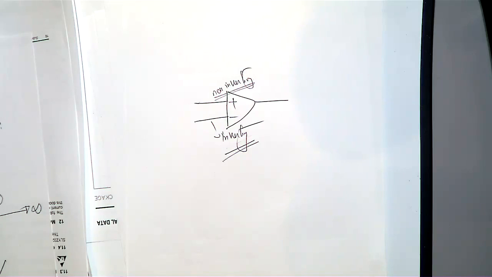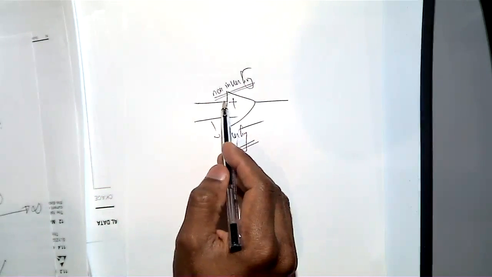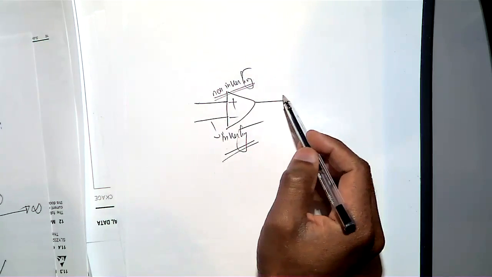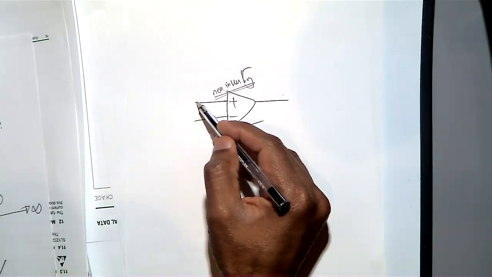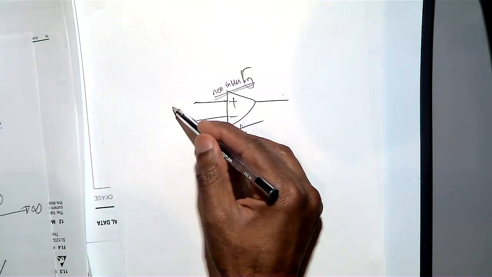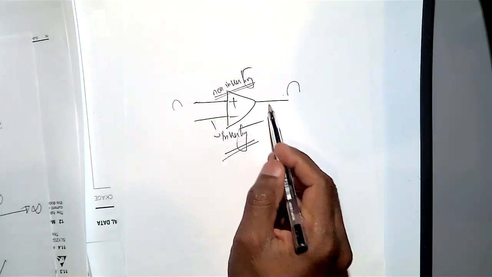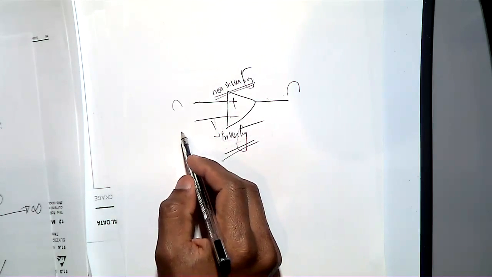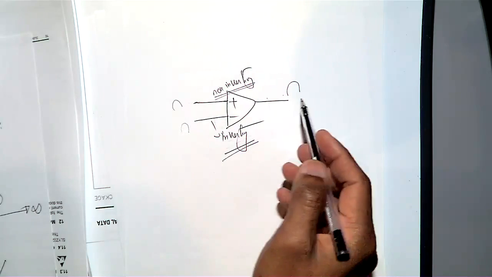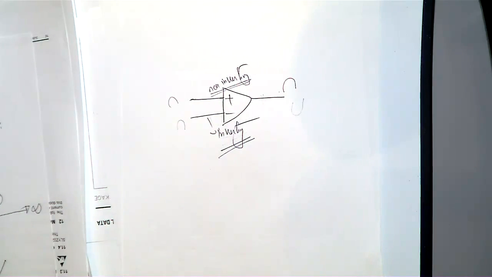Non-inverting means you are connecting your signal to the non-inverting terminal, and then your phase will be the same. If you are connecting a signal here with feedback, you will get a signal like this here. Our assumption is we got the feedback. Inverting means if you are connecting a signal here, it will be inverted here. So now what we are going to do is the inverting amplifier and then the non-inverting amplifier.